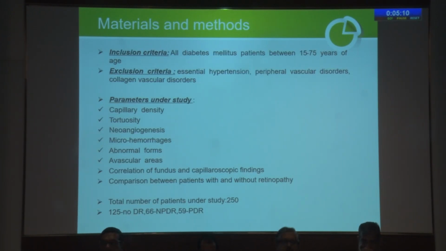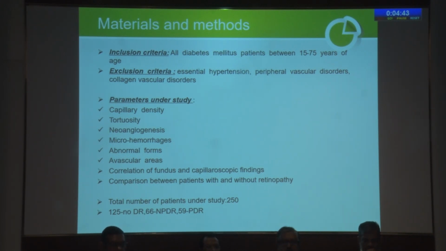So we have included all the diabetic mellitus patients between the age of 15 to 75 years, and we have excluded certain patients with essential hypertension, peripheral vascular disorders, and collagen vascular disorders because these may have similar changes on nail fold capillaroscopy. It is a cross-sectional and observational study, and the parameters of our study are capillary density, tortuosity, neoangiogenesis, microhemorrhages, abnormal forms, and avascular areas.